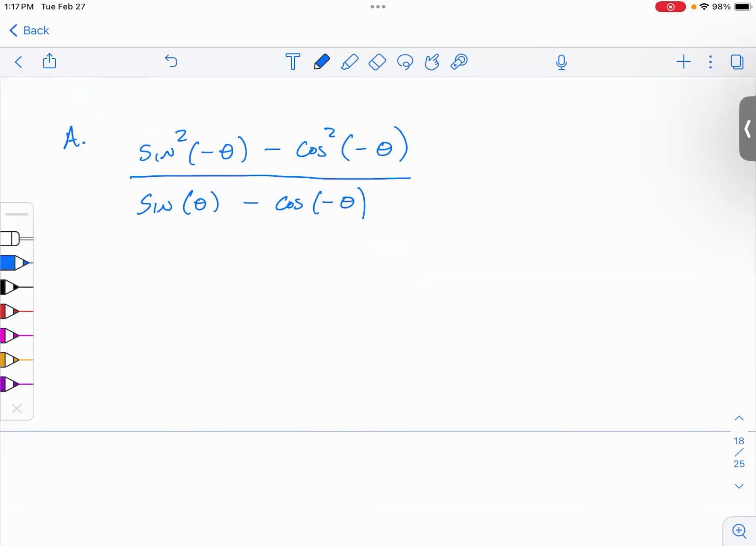All right, so starting with the left side, what we're calling A here. With all these negatives, what springs to mind with negative angles? What wonderful property do we have to deal with negative angles? Go ahead, Jada. Even and odd, absolutely. Sine theta is odd. Cosine theta is even.